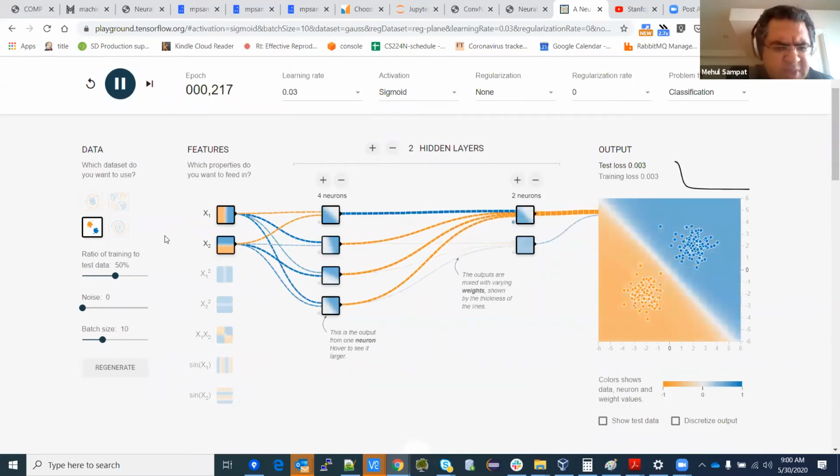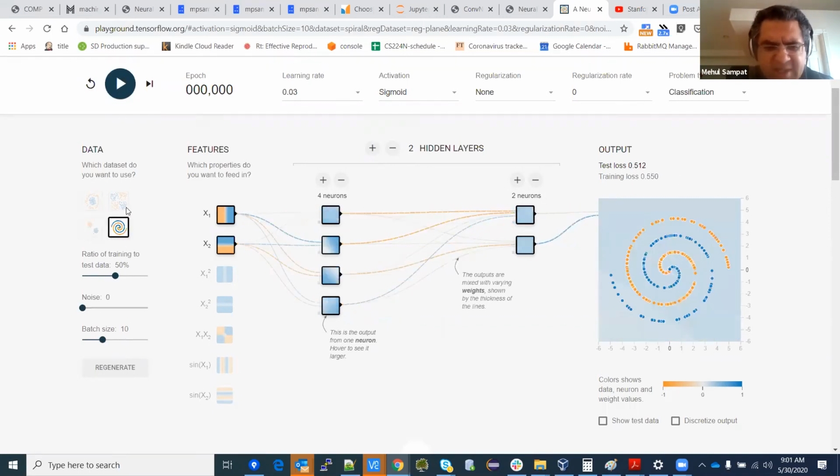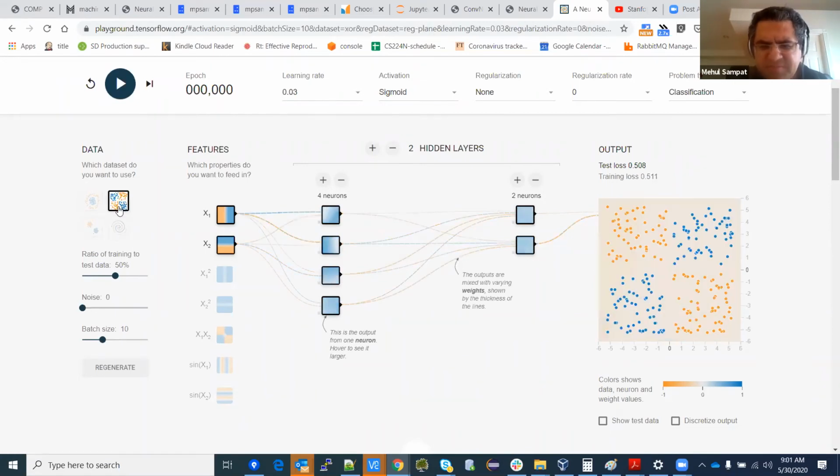So in this case, the input data was pretty easy, right? Let's look at a more complicated data set, maybe this one. For this, we see that there are decision boundaries here, but this simple two-layer neural network is not able to find the decision boundaries for this case. Okay.